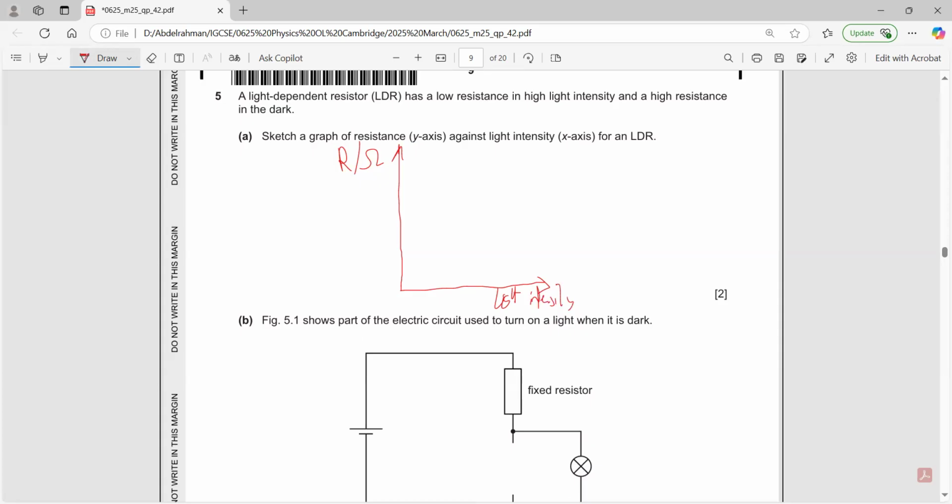What happens as you increase the light? What happens to the resistance? Resistance decreases. So both of them are inversely proportional. How can I draw an inversely proportional graph? It would be drawn something like this. It would not touch either the y-axis or the x-axis.